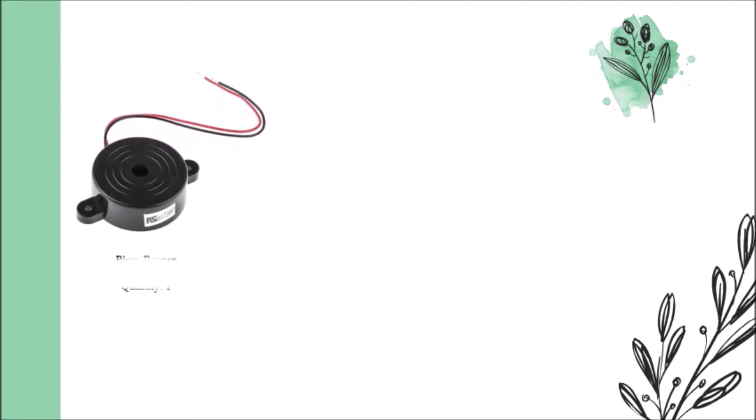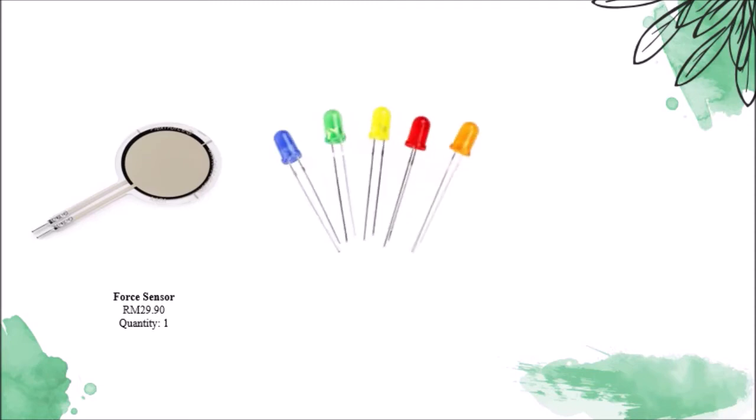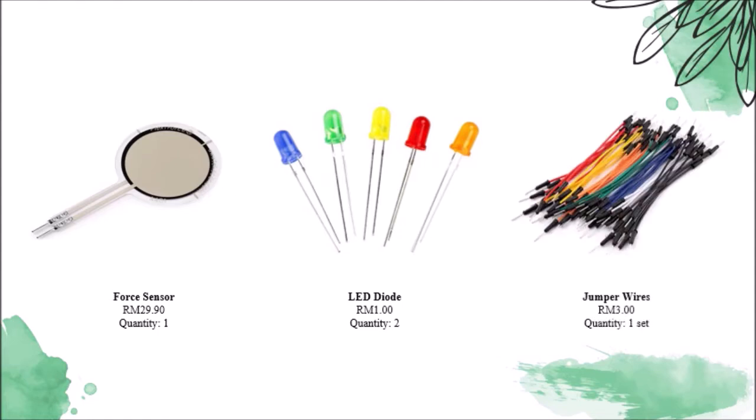Next is the piezo buzzer, used to generate basic beeps and tones. Next is the temperature sensor, which measures the temperature of its environment and converts the input data into an electronic signal. Resistor is used to limit the flow of electric current. Next, the force sensor is to measure the amount of force applied to an object. LED diode produces light when current combines within the semiconductor material. And last is jumper wire, to interconnect the components on a breadboard.